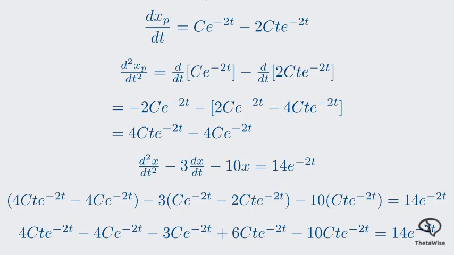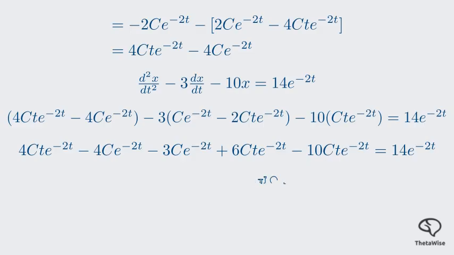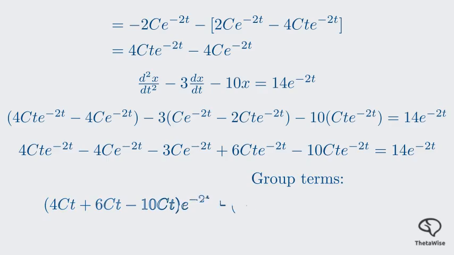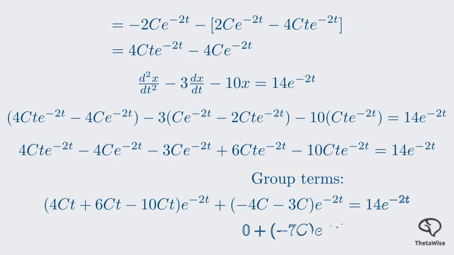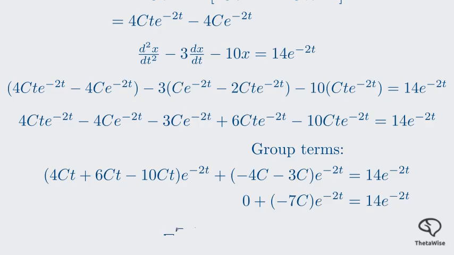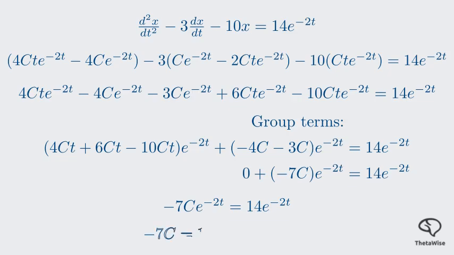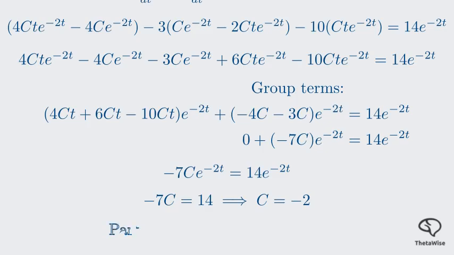Look at the ct e^(-2t) terms. We have 4ct e^(-2t) plus 6ct e^(-2t) minus 10ct e^(-2t). They all sum to 0. This confirms our choice of x_p was correct. We are left with negative 7c e^(-2t) equals 14e^(-2t). Equating the coefficients, we get negative 7c equals 14, so c equals negative 2. Therefore, our particular solution is x_p equals negative 2t e^(-2t).